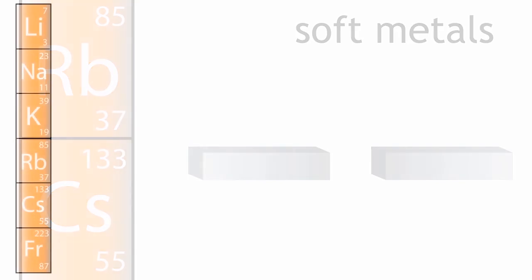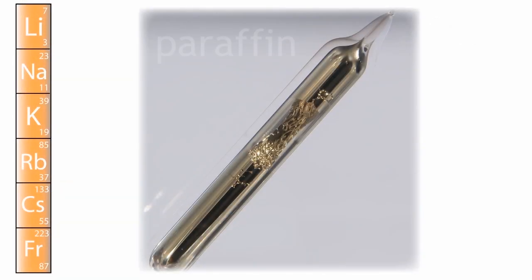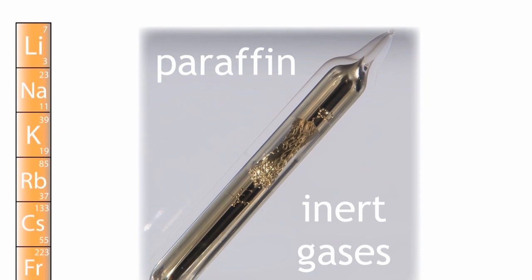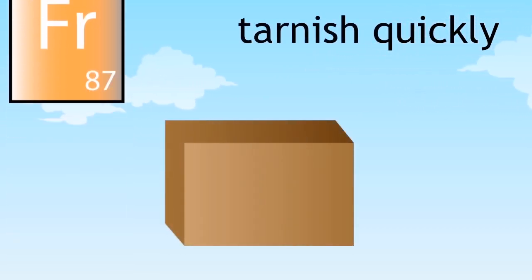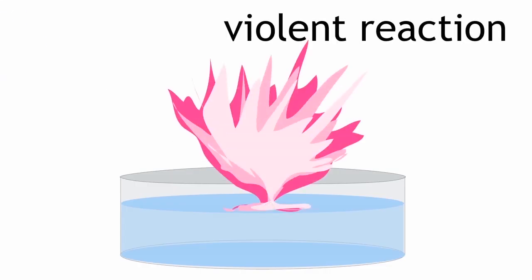All of the elements are stored in containers that either have paraffin or inert gases in. This is because of their reactivity. All the metals will react with air readily. They tarnish quickly in air, reacting quicker as you go down the group. Their reaction with water is violent and shows the same trend.